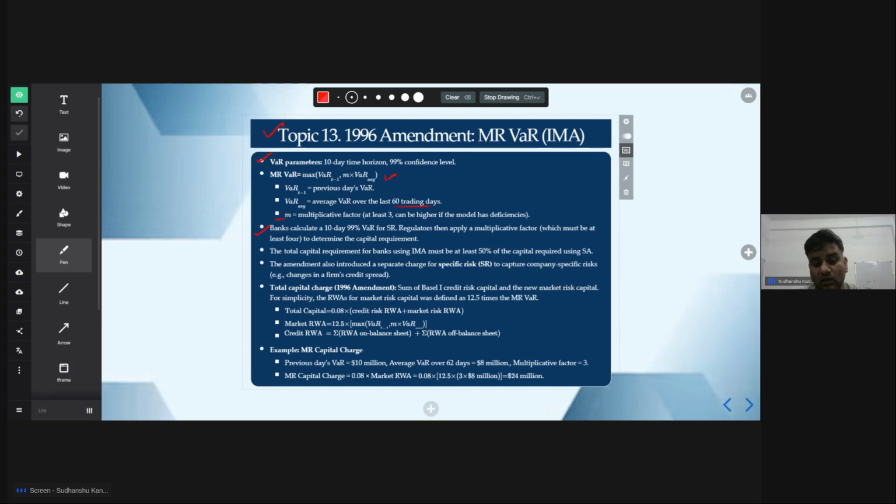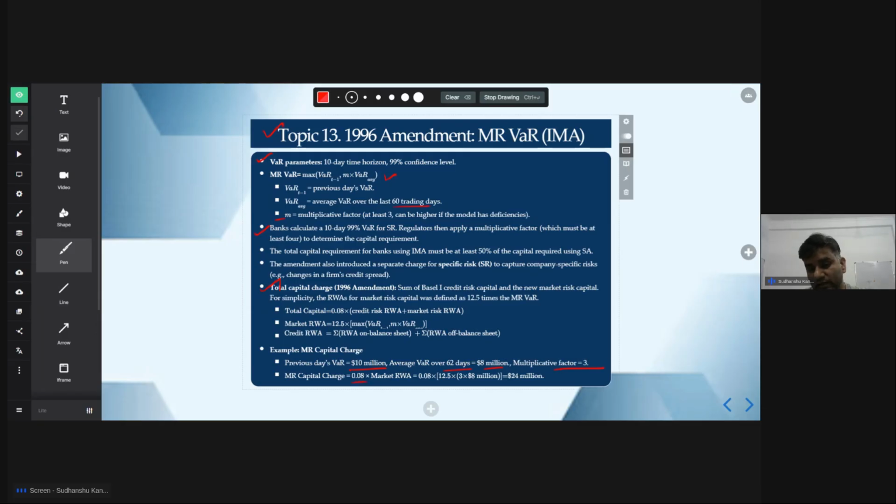You look at your previous VaR, which was $10 million, average VaR $8 million, m is equal to 3. If you have to calculate your market risk VaR, right? This is the example which is given here. So $10 million, $8 million, multiplicative factor is 3, right?